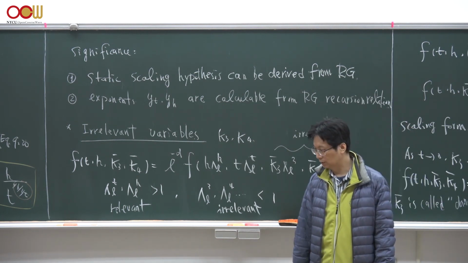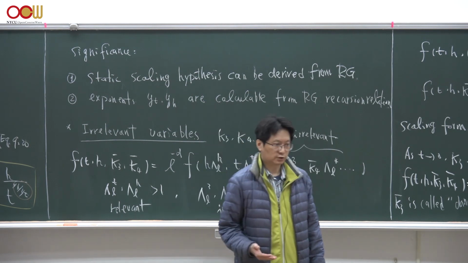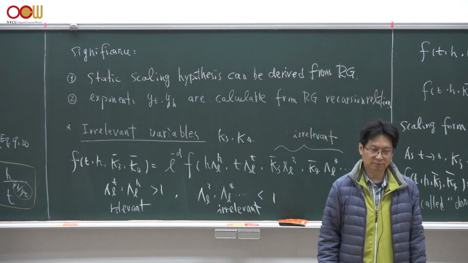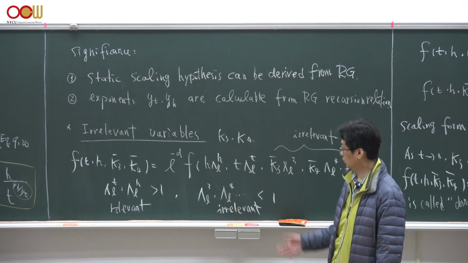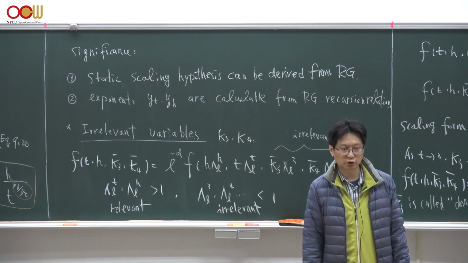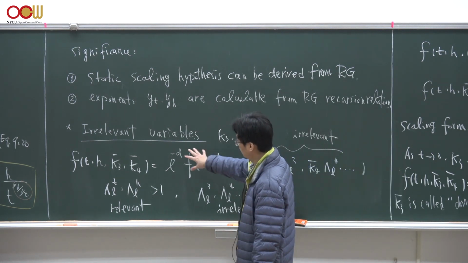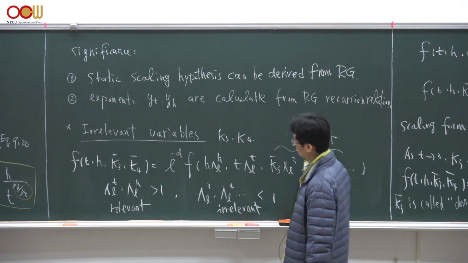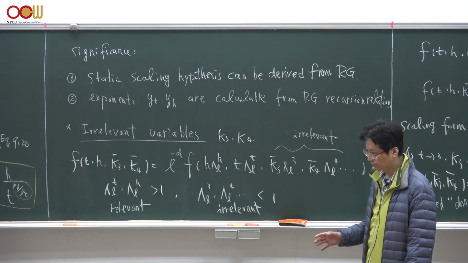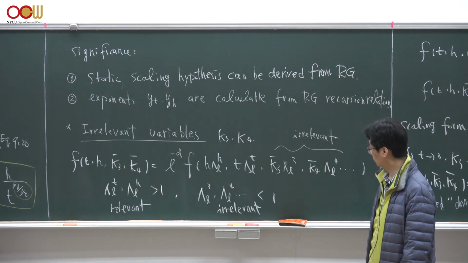Okay, next we will use a concrete example, such as the one-dimensional and two-dimensional Ising model, to illustrate how this works in RG transformation. But before we do that, let's discuss one important remaining subject, which is called irrelevant variables.